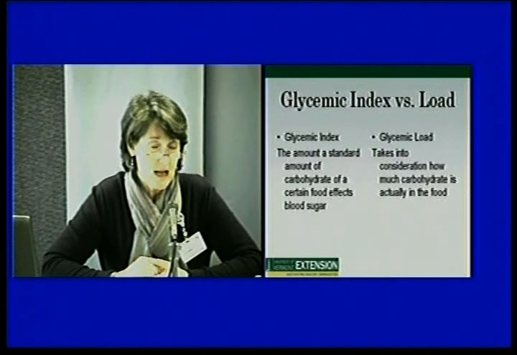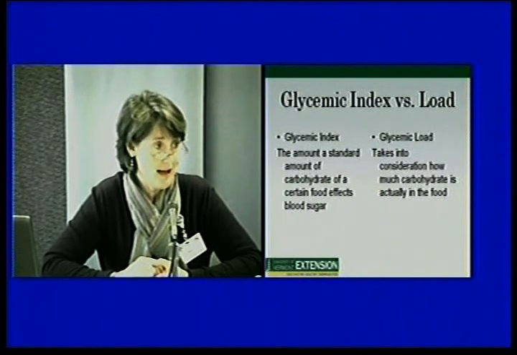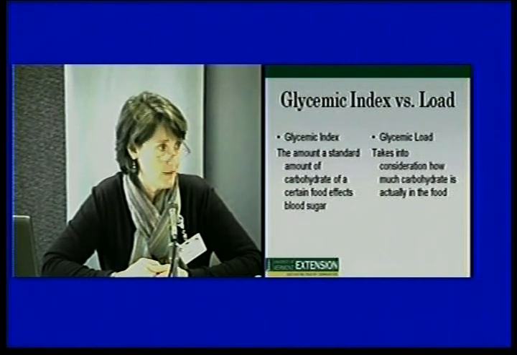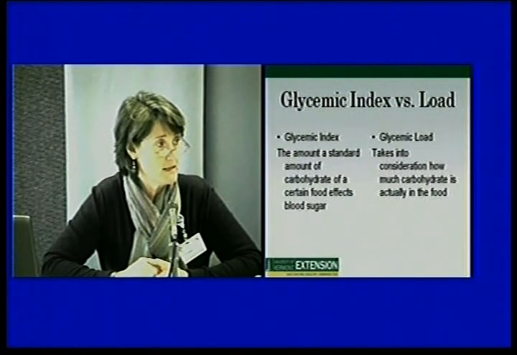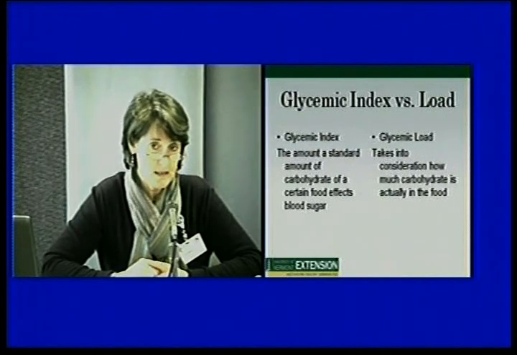A food that has a glycemic index higher than 70 is considered to be a high glycemic index food, meaning that it really affects the blood sugars pretty dramatically, versus one that's less than 55 is considered to be a lower glycemic index food.